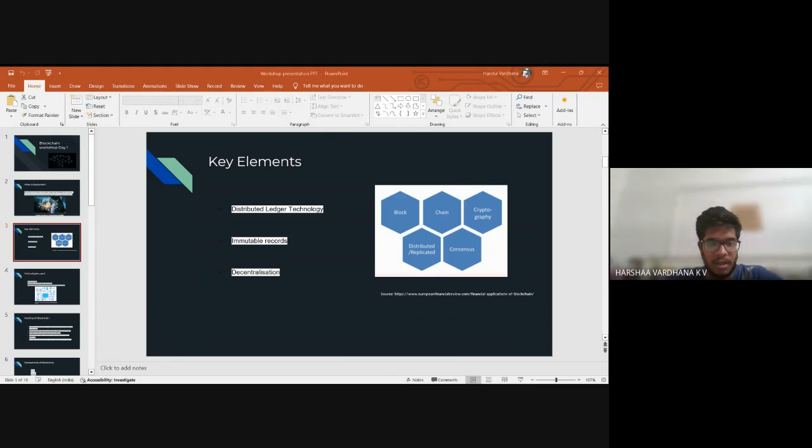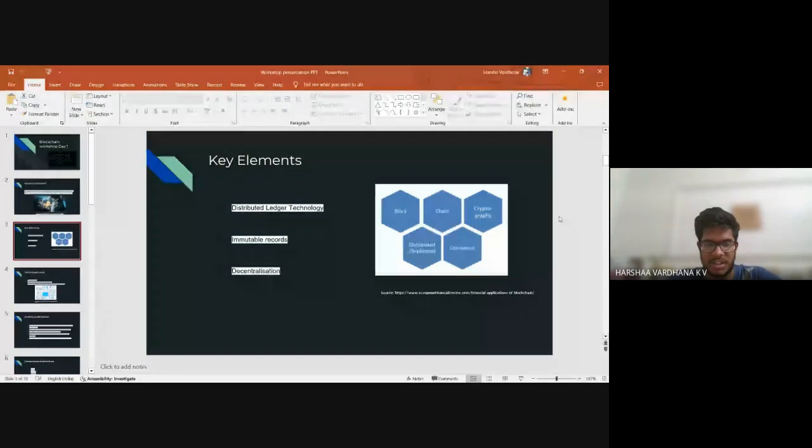DLT relies on cryptographic techniques to secure transactions and control access. This is done by giving each node a private key for signing transactions and cryptographic hashing, which ensures data integrity. So cryptographic hashing is used, and the hashing technology we'll be using in blockchain is basically the SHA-256 algorithm, which generates a 16-bit value.